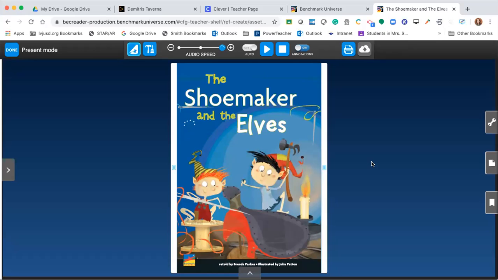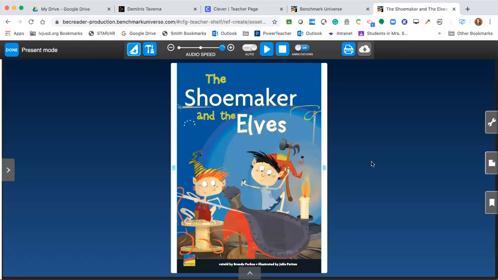Hi, first graders. Today we are going to read the text called The Shoemaker and the Elves, and we are going to do a lesson on sequencing key events from the story. So first we'll read, and then I will go over your activity with you. The Shoemaker and the Elves.